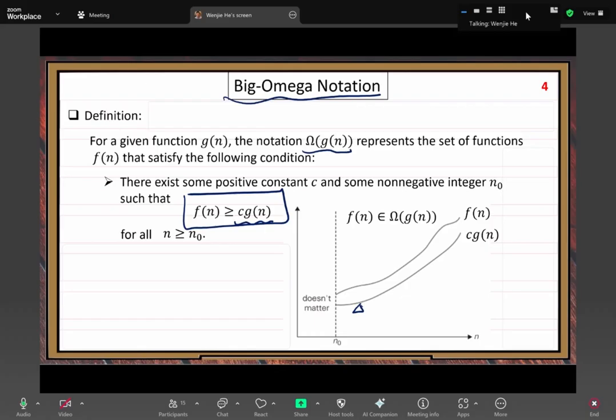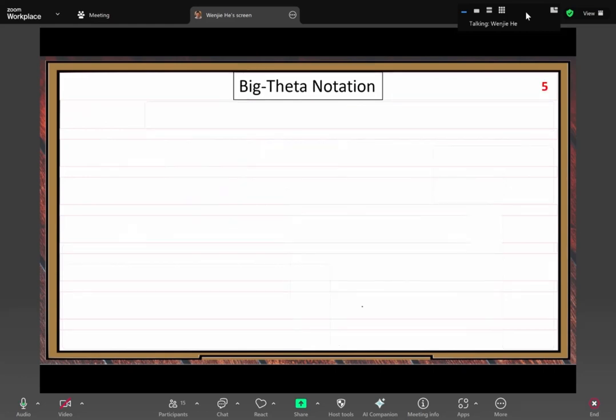Then the next one is from both sides, both up and down. Two bounds, upper bound and lower bound. That we call big theta notation. We saw it in our case too, big theta. But here we want to give the formal definition of big theta notation.